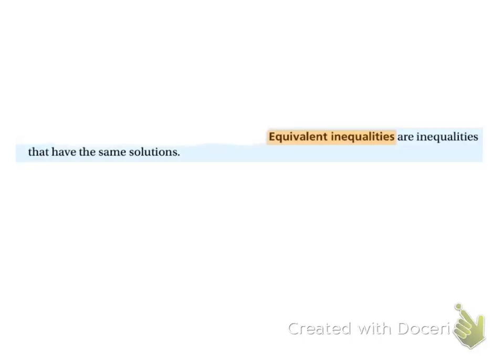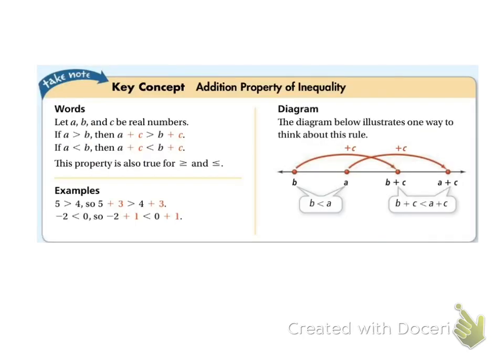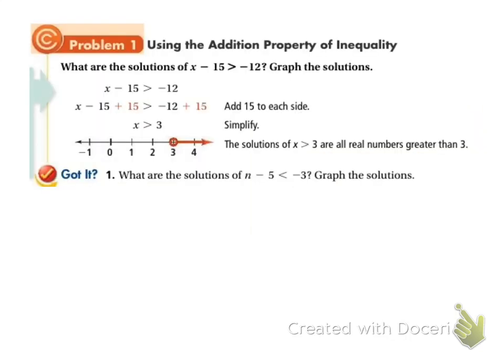Alrighty, this is 3-2 of algebra. Equivalent inequalities are inequalities that have the same solutions. So, just like when we have equations, I can add to both sides as long as I'm adding the same amount. That's what our addition property of inequality says. You don't need to write that down, though. Okay, so let's practice that.